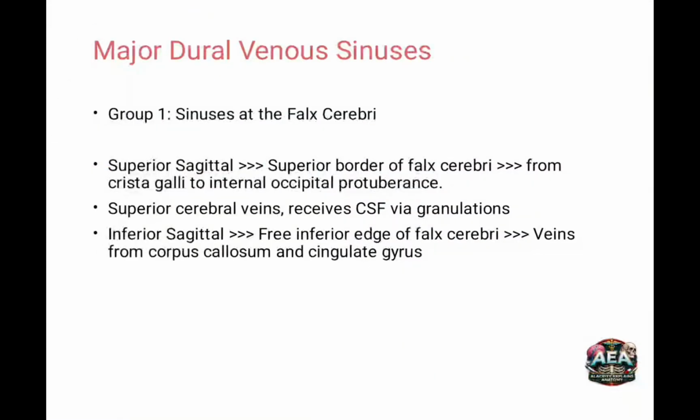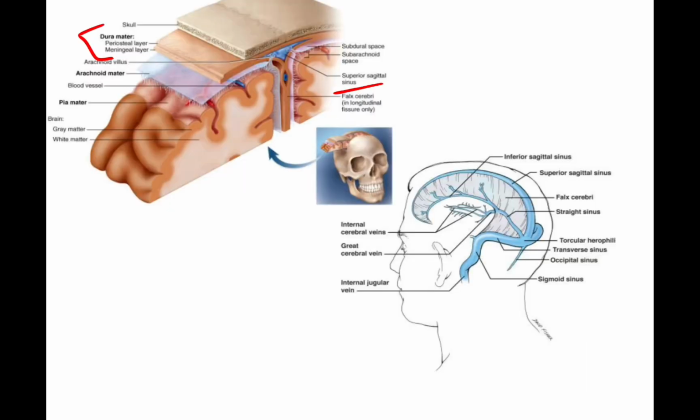Now let's look at the major dural venous sinuses. We are going to group them into three groups. The first group are those sinuses at the falx cerebri. The falx cerebri is a fold of dura mater which divides the cerebral hemispheres into two, separating the right and the left cerebral hemispheres. In this image you see the falx cerebri is located here.